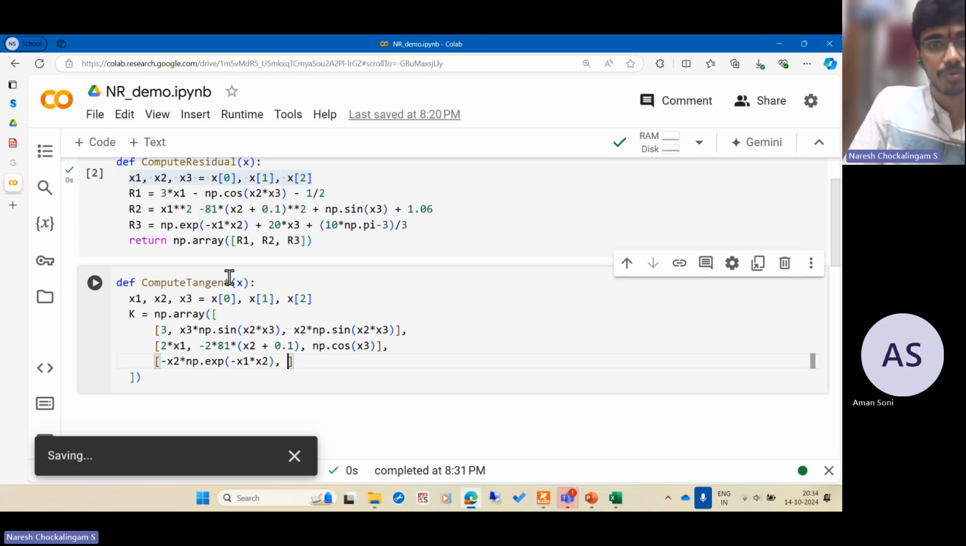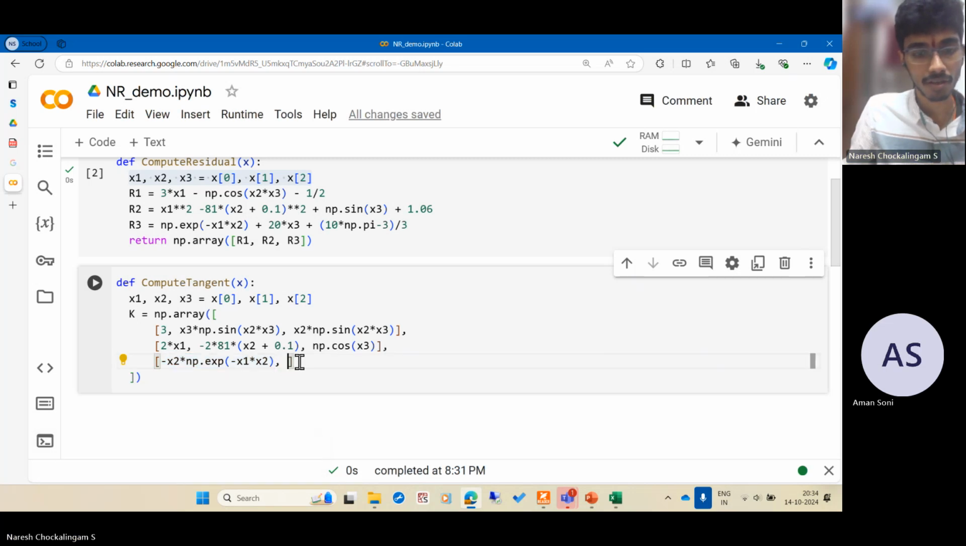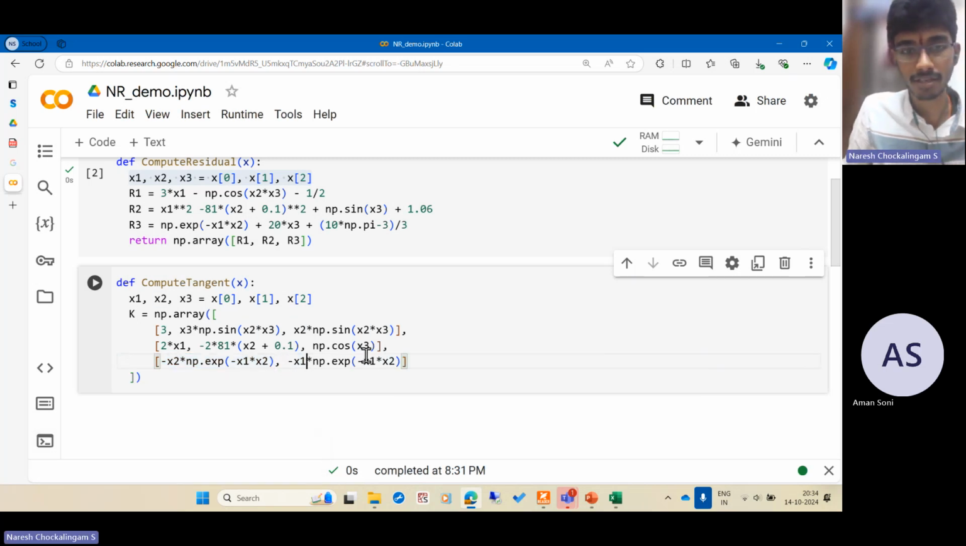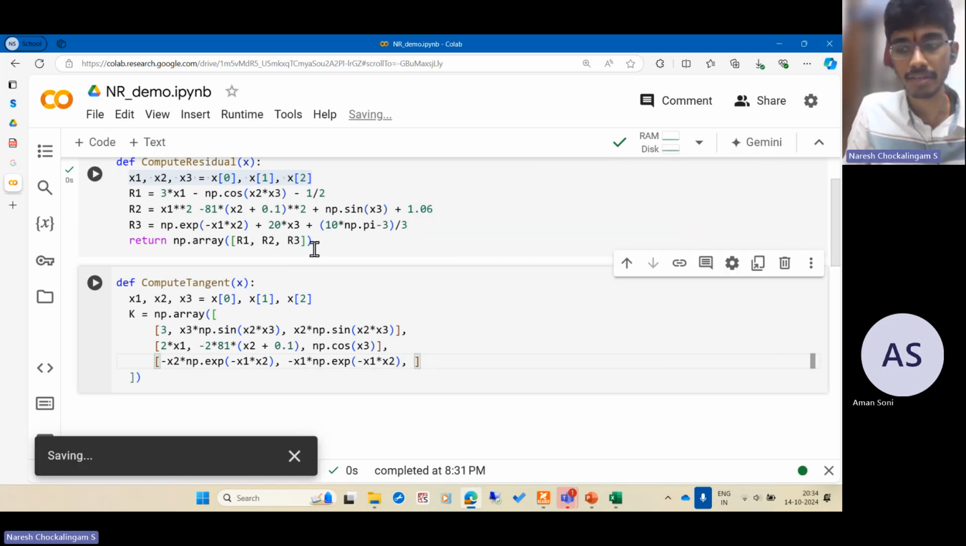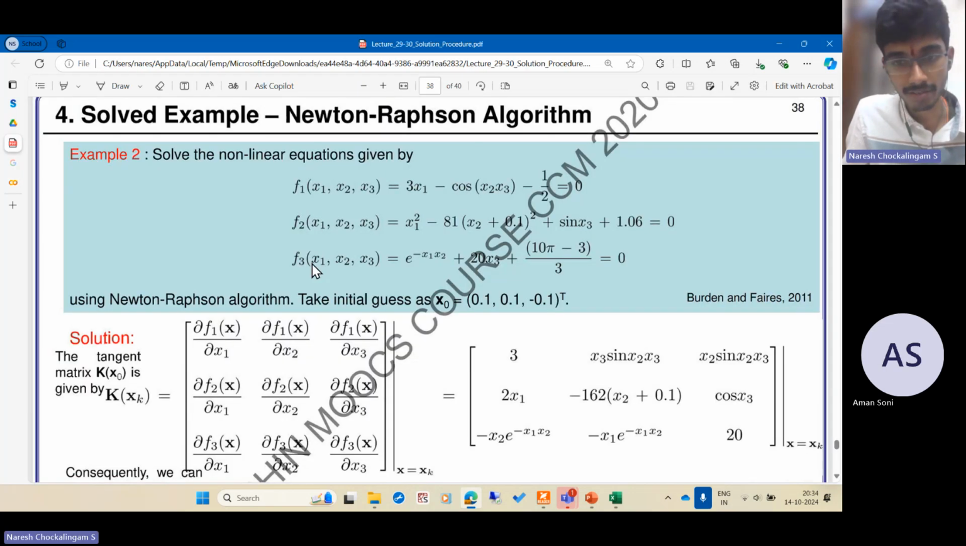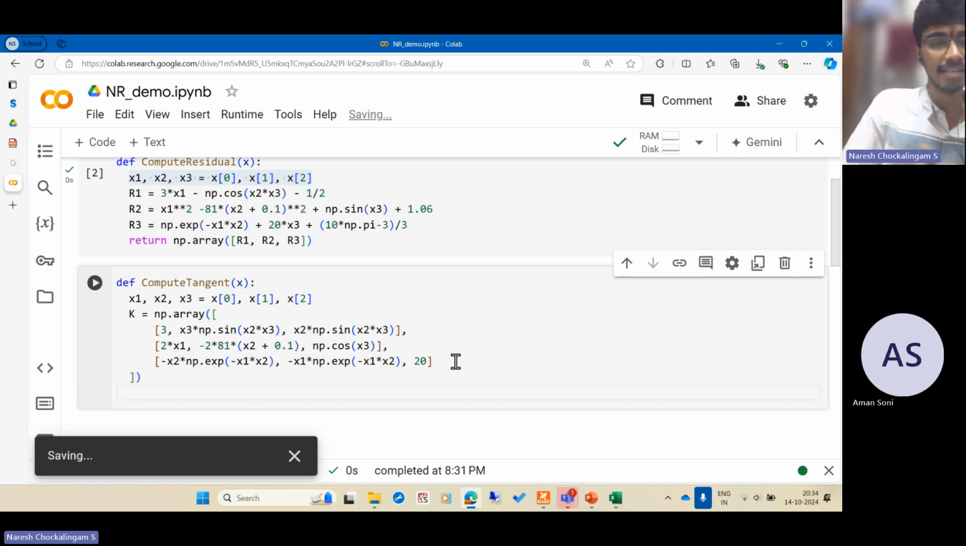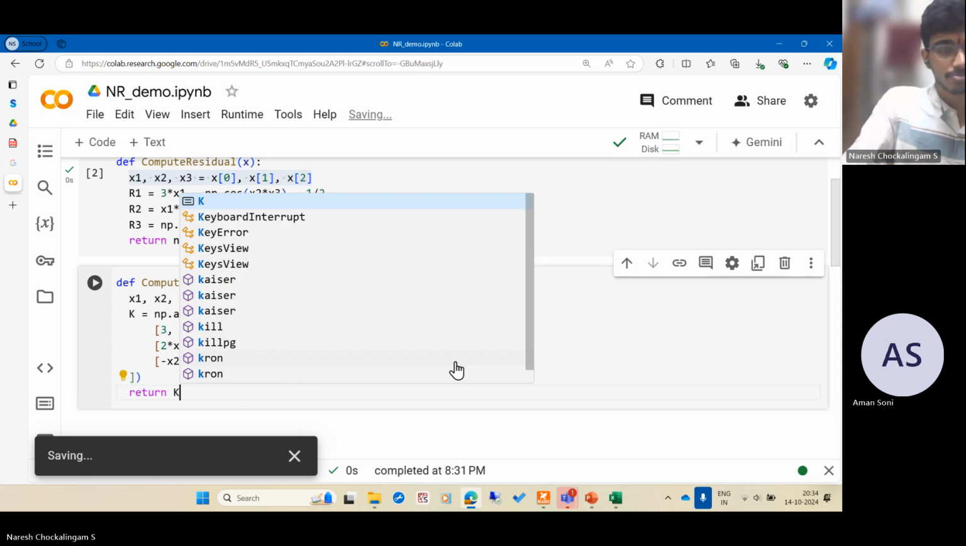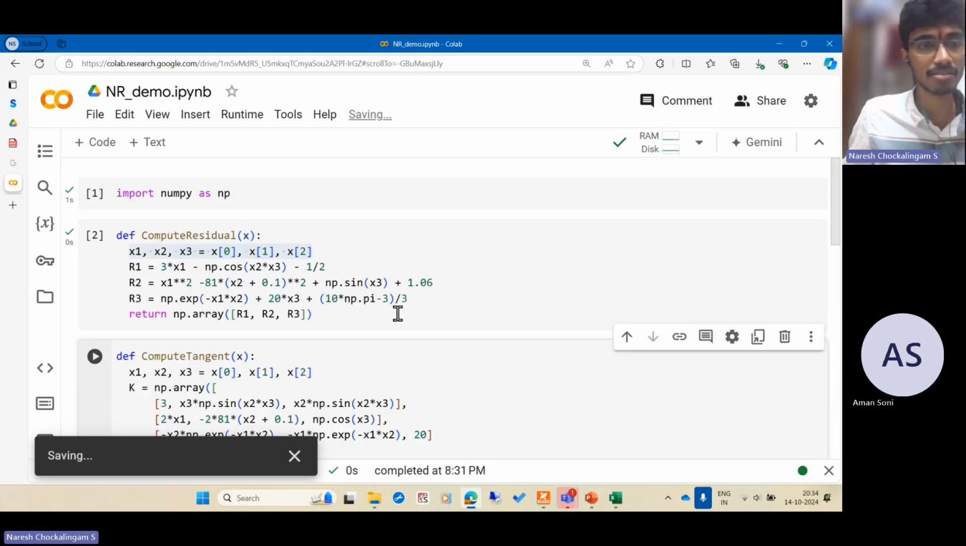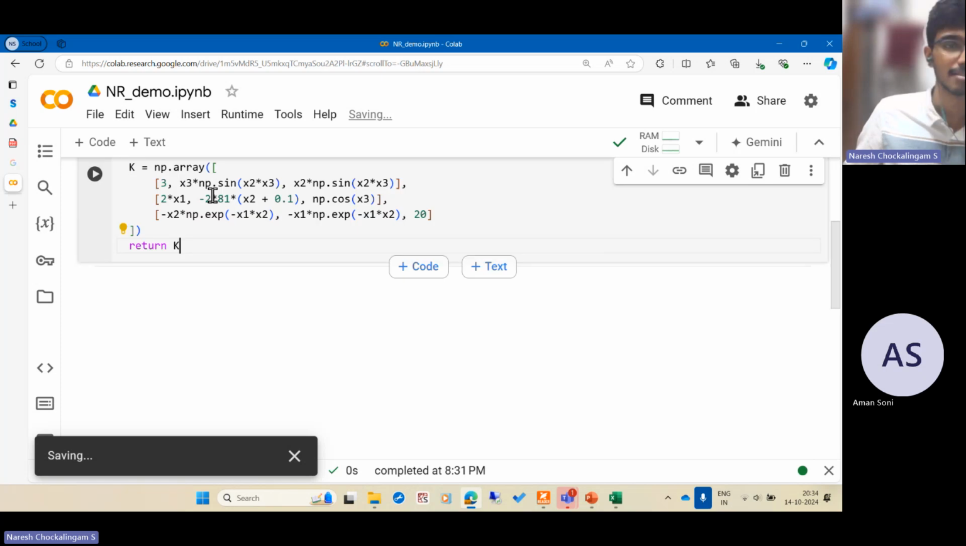Then with respect to x2, we have to differentiate. So it is almost the same. In place of x2, we'll have x1 minus x1 star this. And the last, with respect to x3, it is just 20. Right, so minus x2 minus x1 20. Okay, and this is the tangent. It's not the stiffness, it's the tangent, and return k. So we have functions for computing the residual and the tangent.